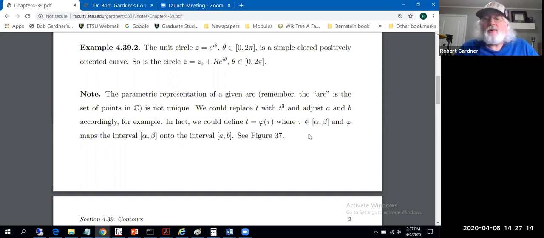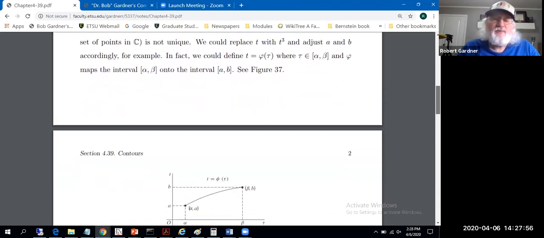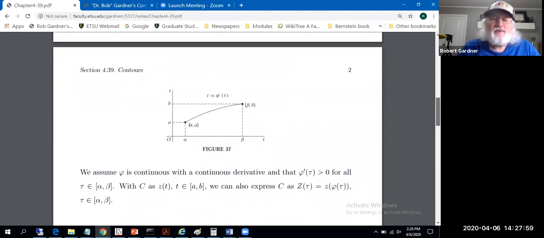There are different ways to parameterize the curves. We want to set up integrals that are dependent only on the arc itself, only on the collection of points, not on how that arc is parameterized. This will lead us to deal with some u-substitution type stuff, it turns out. If we had, say, t equals phi of tau, where tau ranges from alpha to beta, and phi maps the interval alpha to beta onto the interval a to b, we could re-express these arcs in terms of taus instead of in terms of t's. So the story on that is we've got a situation like this.